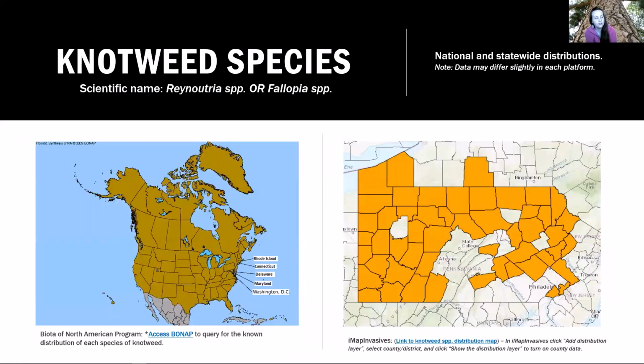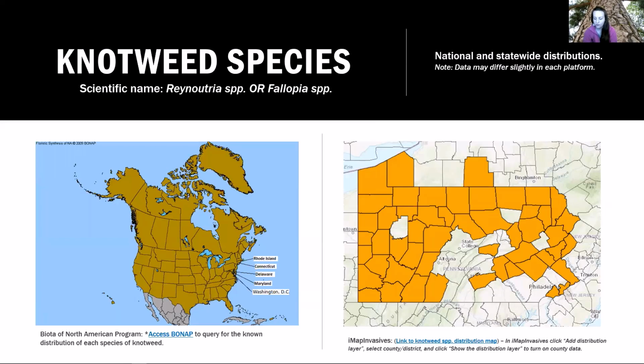And then finally, the distribution for this species. Again, because I'm talking about several different species, I wasn't able to include the maps here, but if you access BONAP on your own, you should be able to look up the scientific name and easily pull up those distribution maps. But here, as far as what we have documented in iMapInvasives so far for knotweed, we do have it in at least 2/3 of the state. Very likely it's in almost every county at this point. It's just another one of those species or subset of species that is very prevalent, unfortunately.